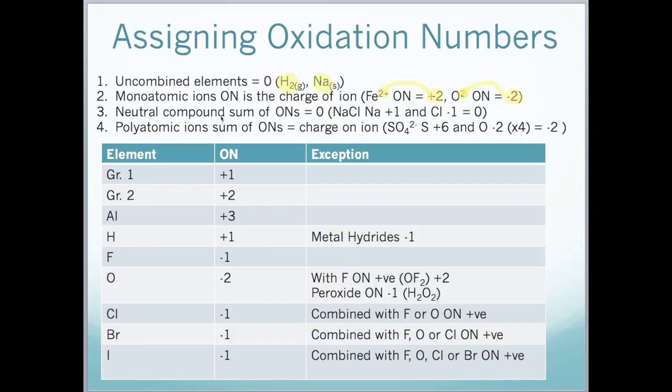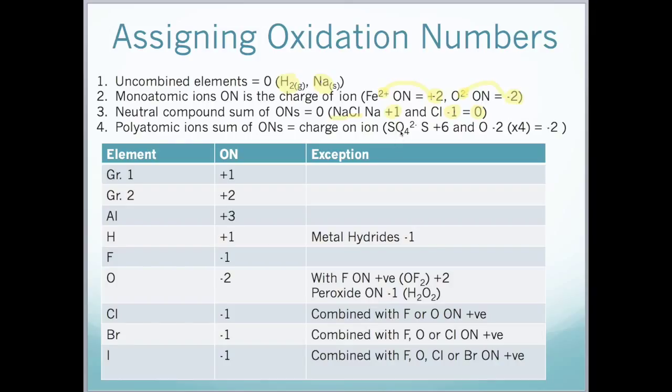If we have a neutral compound, the sum of the oxidation numbers has to add up to 0. So for example, in sodium chloride, the oxidation number of sodium is +1 and the oxidation number of chlorine is -1. So when we add these two together, we get 0. In polyatomic ions, the sum of the oxidation numbers has to equal the charge on the ion.